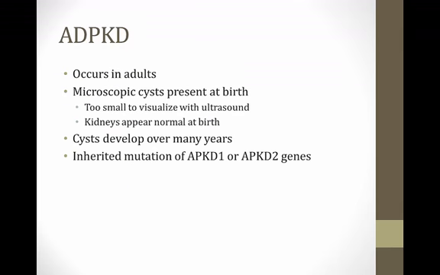Now contrast that, what I just described, with autosomal dominant polycystic kidney disease, which is the much more common type of polycystic kidney disease. This occurs in adults.